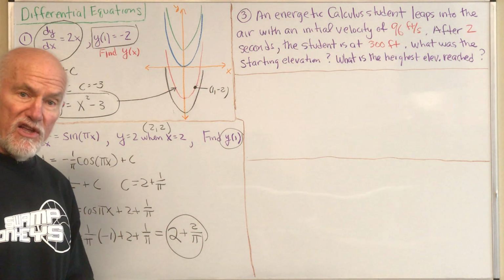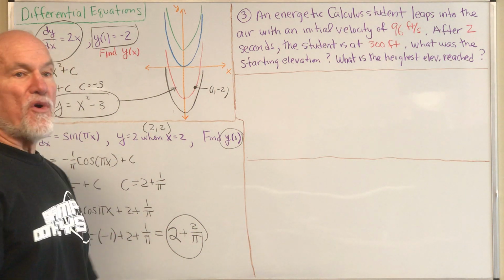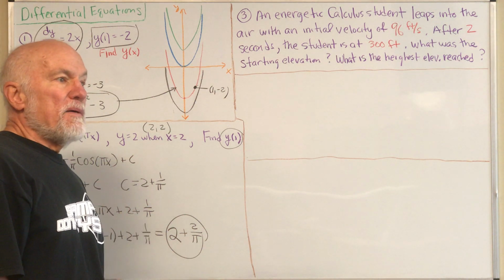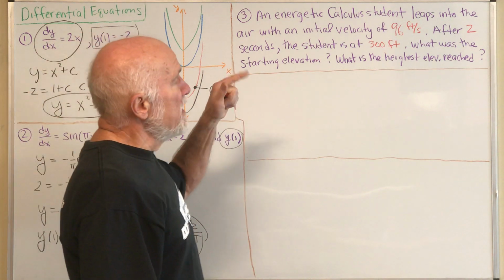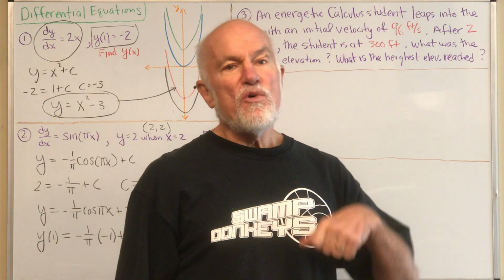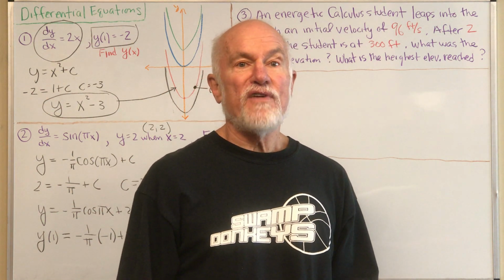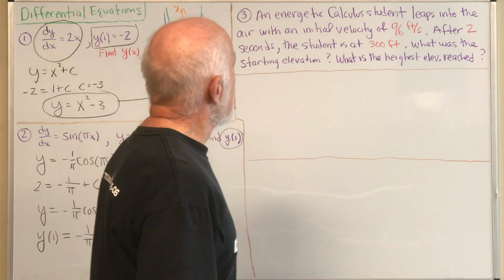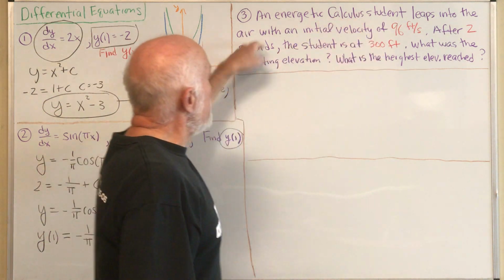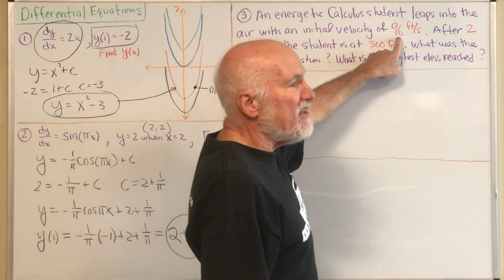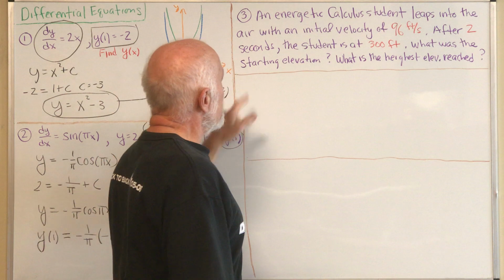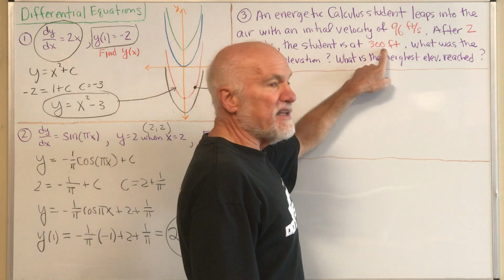So we just did a second differential equation that was a little bit more difficult. Now, a little practice on those is good, but what we really want to do is get to word problems, real life problems that have differential equations in them that we can solve and find out something of true meaning. So, this one is about an energetic calculus student who leaps into the air with an initial velocity of 96 feet per second. After 2 seconds, the student is at 300 feet above the ground.